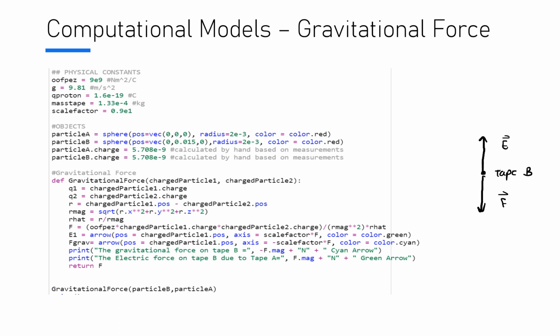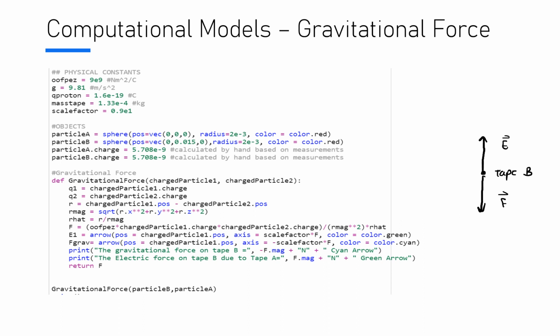To your right, you can see the free body diagram of the forces acting on tape B, which are all in the y direction. We have the force due to gravity, as well as the electric force due to tape A, which you can also notice are the same in magnitude but opposite in direction.